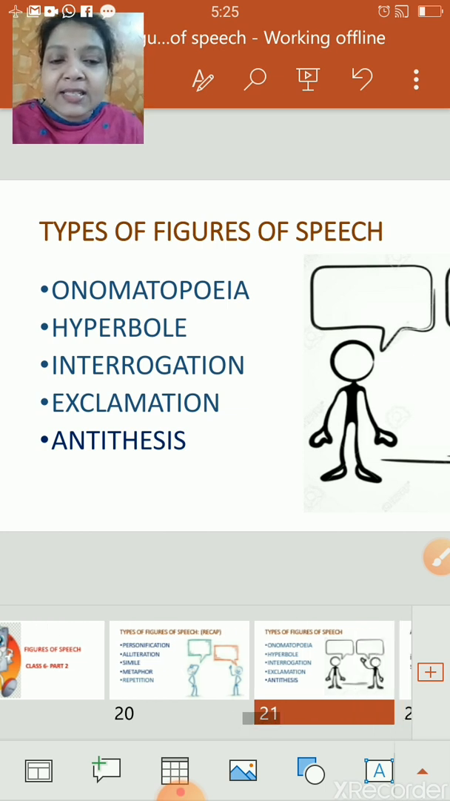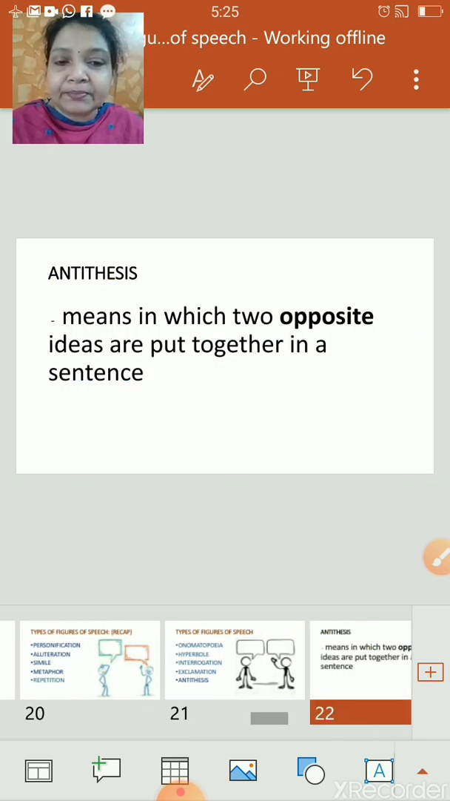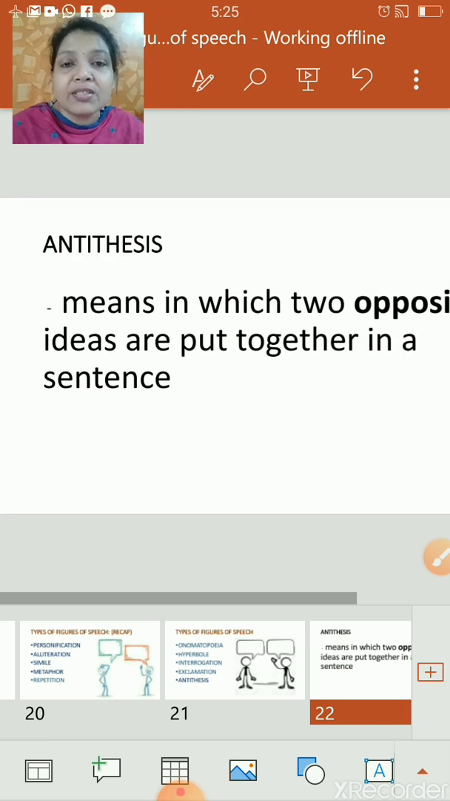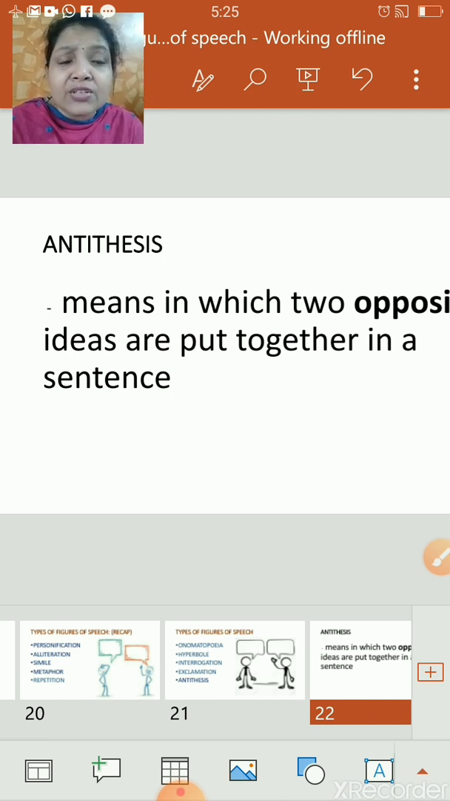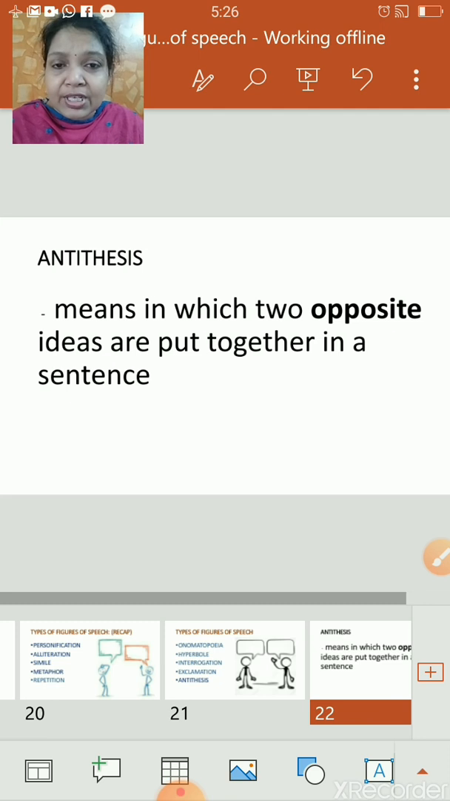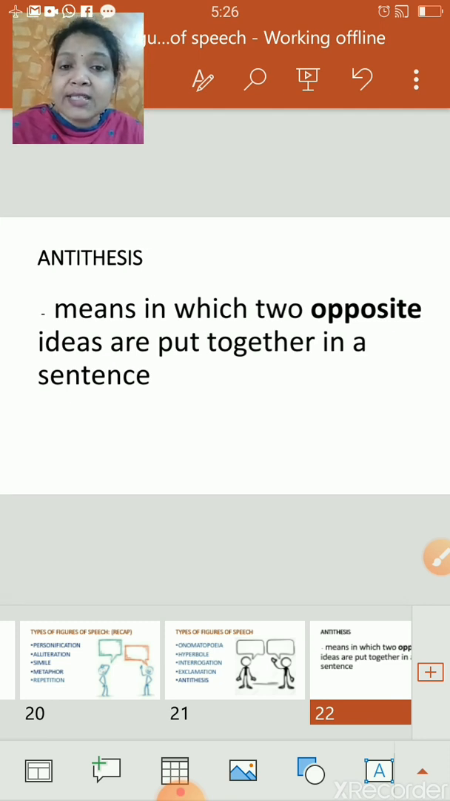Let us continue with the first one. We are going to start with antithesis. Now, what I mean by antithesis and how to recognize it? Students, let me tell you, it's really easy to recognize these kinds of sentences, because it just gives you opposite ideas in one particular sentence. I have already given you the definition: two opposite ideas are put together in a sentence.